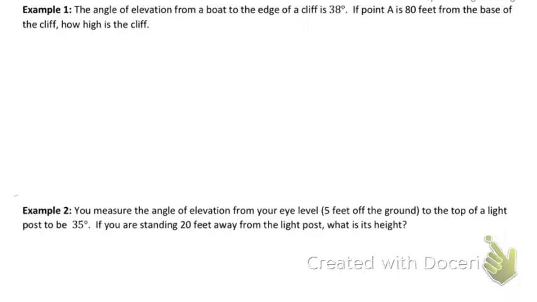All right, the angle of elevation from a boat to the edge of a cliff is 38 degrees. So what do we got going on here? We got a boat. Let's draw a beautiful boat. Let's make a better sail. There we go. Kind of a sailboat of sorts, just chilling in the water. And then all of a sudden he looks up and there's a big cliff. There's our big cliff right there.